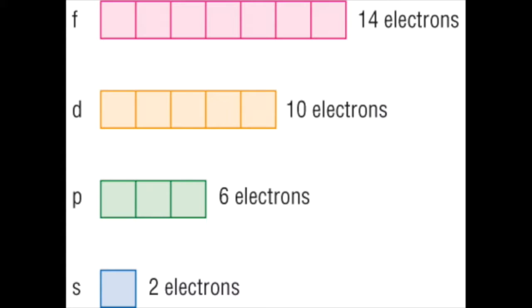In each shell or orbital, a specific amount of electrons can be located. In orbital S, only 2 electrons can be located. In orbital P, only 6 electrons. In orbital D, 10 electrons, and in orbital F, 14 electrons. Note that per each box, 2 electrons can be located.